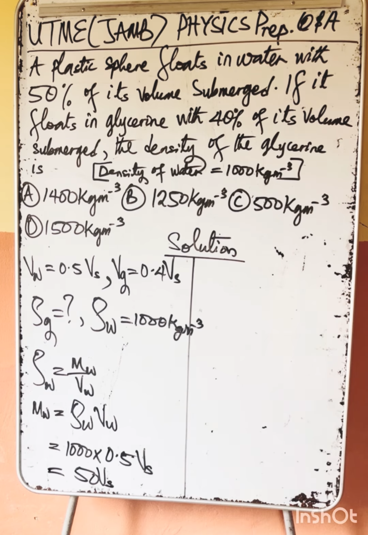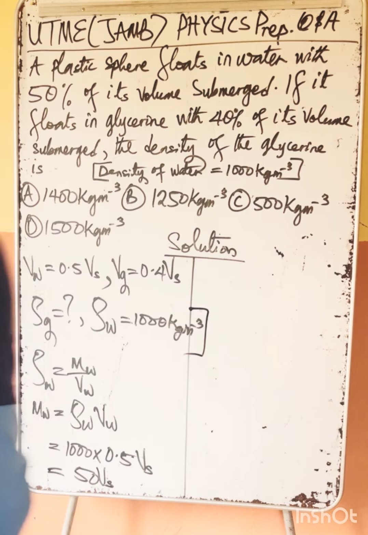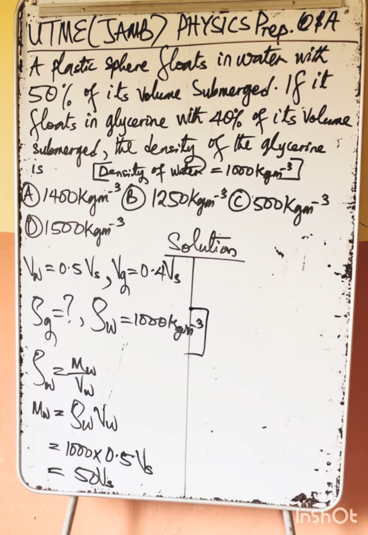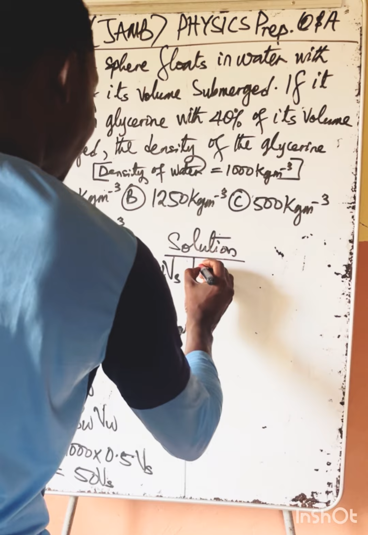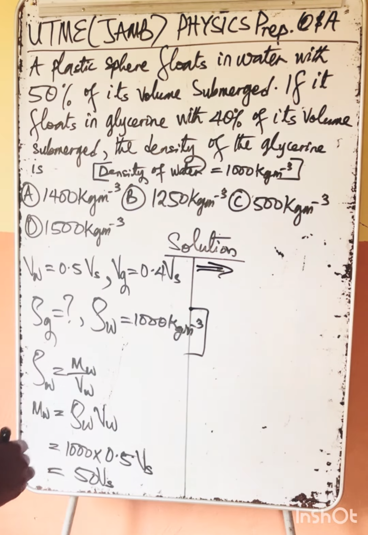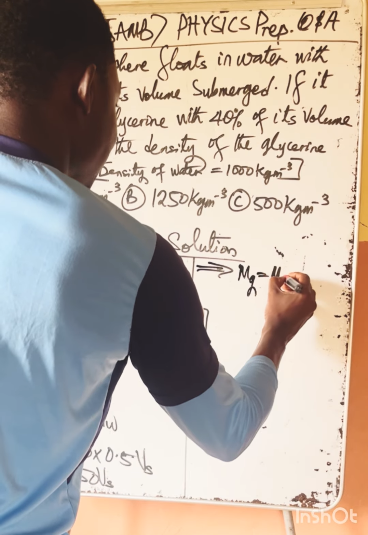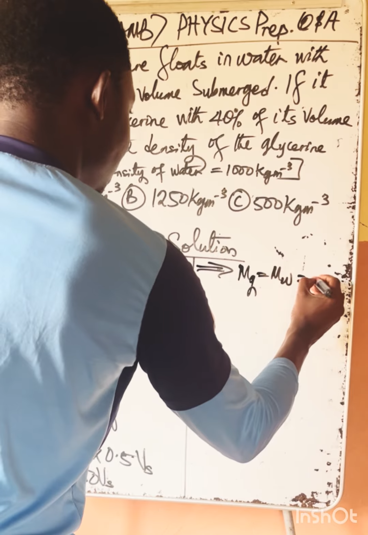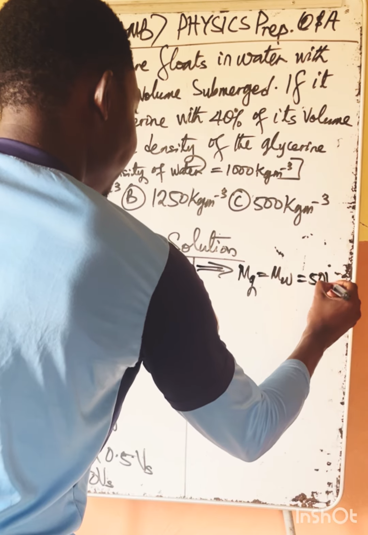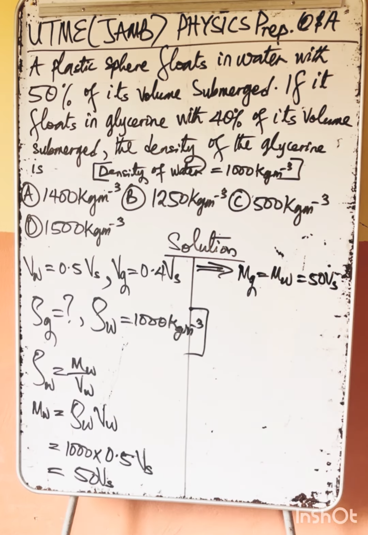And mind you, mass does not change as far as matter is concerned. So mass is constant. So this also implies that the mass of the glycerin Mg is equal to the mass in water Mw, which is what? 50 Vs. Okay? All right.